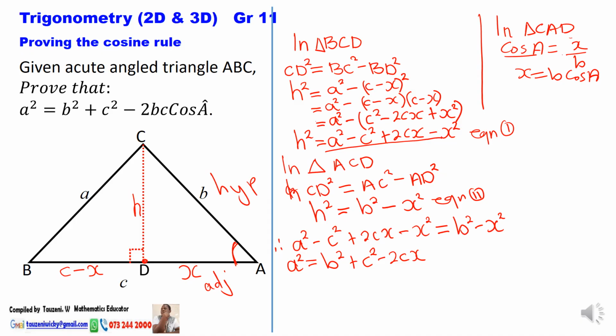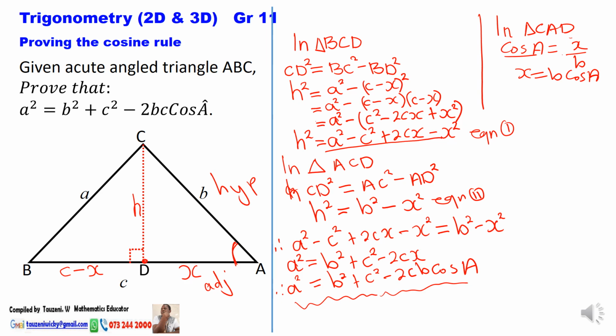So now that we know the value of x, you come back to this expression and complete the formula. A squared is equal to b squared plus c squared, then minus 2cx. You remove this x and substitute x with b times the cos of angle A. This completes the proof for the cosine formula in an acute angled triangle. It's pretty much a very straightforward calculation. It's a very straightforward one.